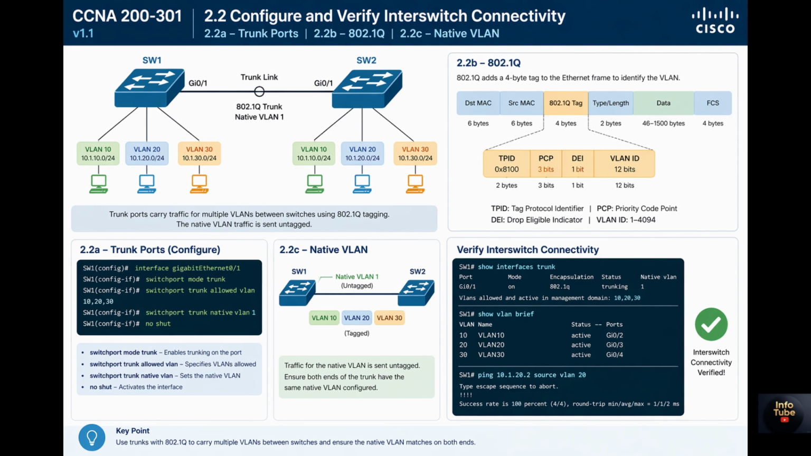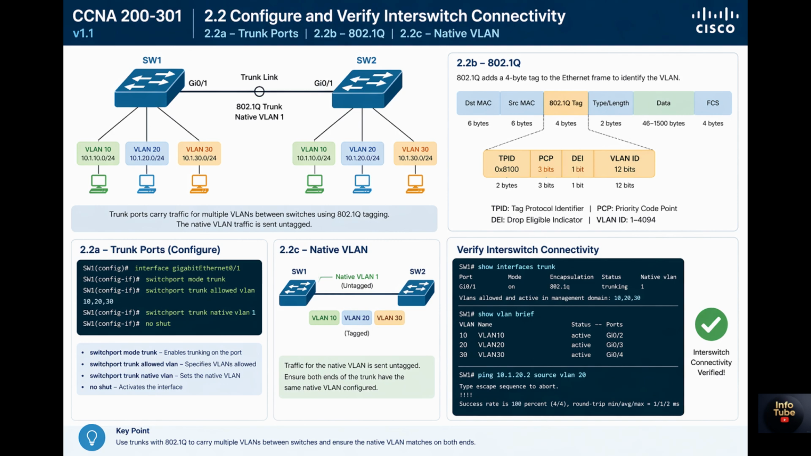If an access port is a single-lane road, a trunk port is a massive multi-lane highway. To keep the traffic organized, we use a protocol called 802.1Q. It tags every piece of data with a VLAN ID number so the switch on the other end knows exactly where it belongs. The native VLAN is a special lane on that highway meant for traffic that doesn't have a tag. For everything to work correctly, both switches must agree on which VLAN is the native one, or you'll run into connectivity errors.